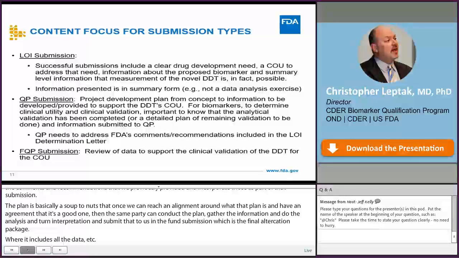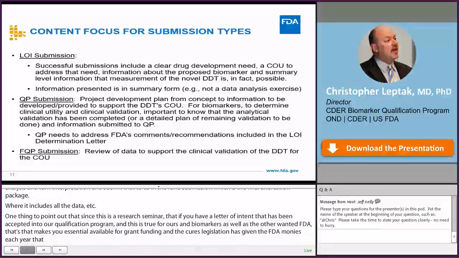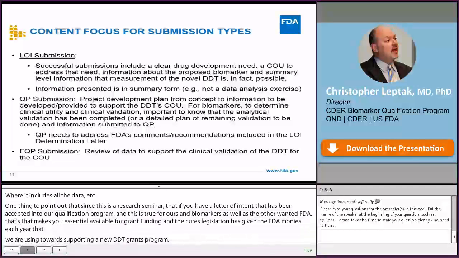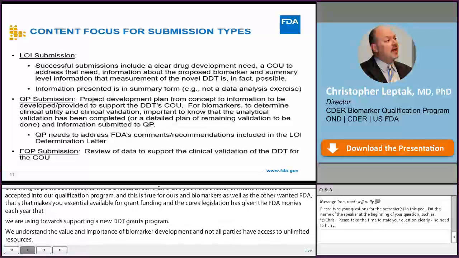We understand the value and importance of biomarker development, and not all parties have access to unlimited resources. And so we find that this is a way to help outside groups do additional biomarker development and then submit that data to us. And that's been proven to be pretty effective. We plan to continue that DDT grants program as long as the monies are available to us.